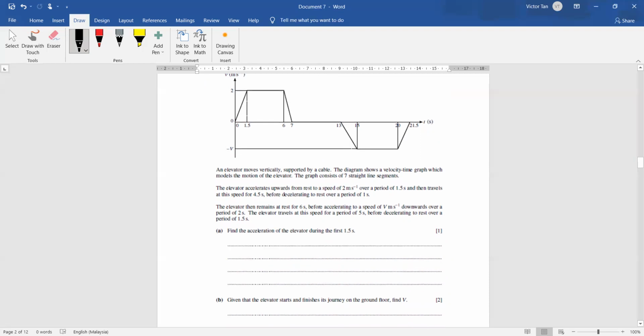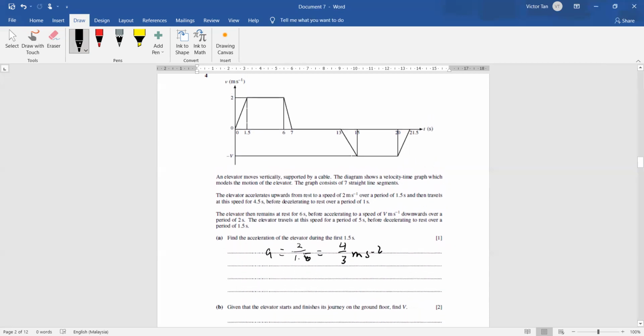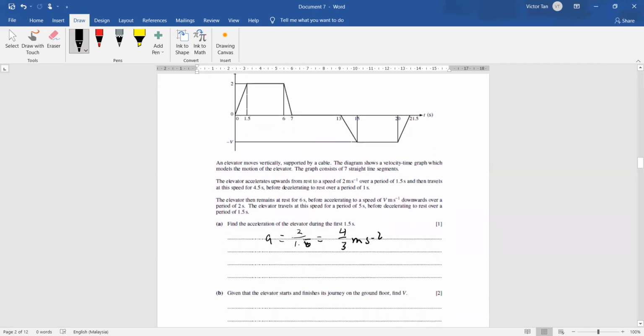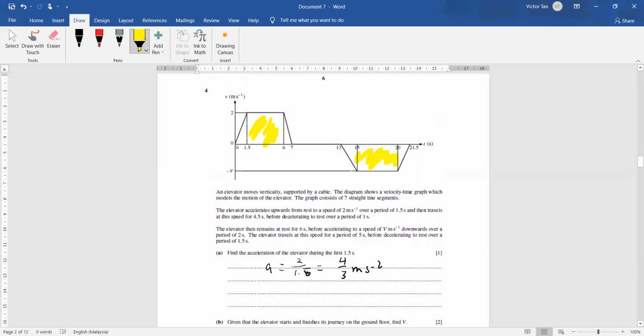So the acceleration will be the gradient, which is 2 over 1.5, which is 4 over 3 meters per second squared. Given that the elevator starts and finishes its journey on the ground floor, find V. So if that's the case, then the area here must be equal to the area here. Distance must be the same.